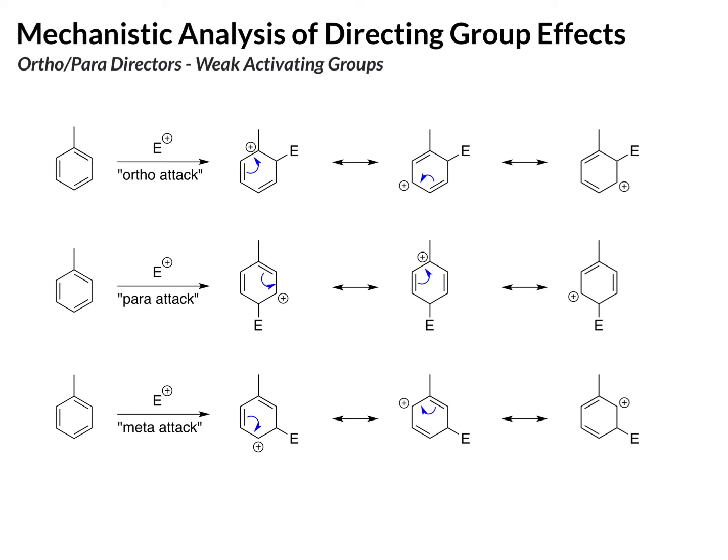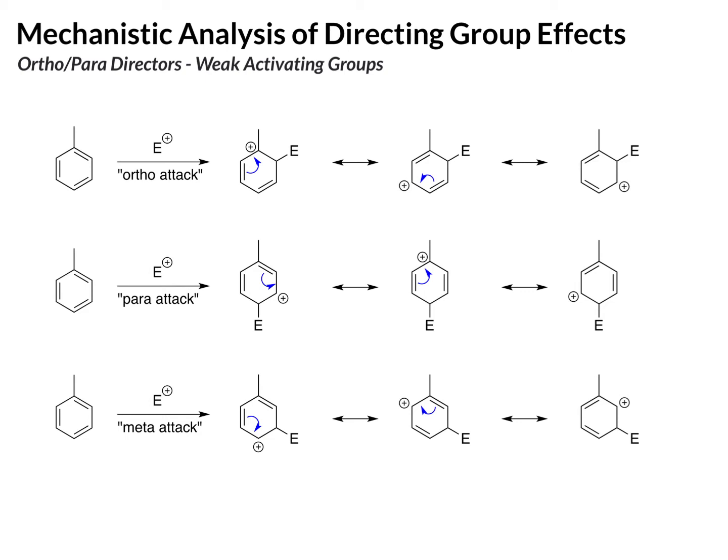We're going to take a look at some of the different groups on an aromatic ring and go through the mechanism of electrophilic aromatic substitution and analyze all of the different resonance structures and see what factors we can find that help stabilize or destabilize the carbocation intermediate.